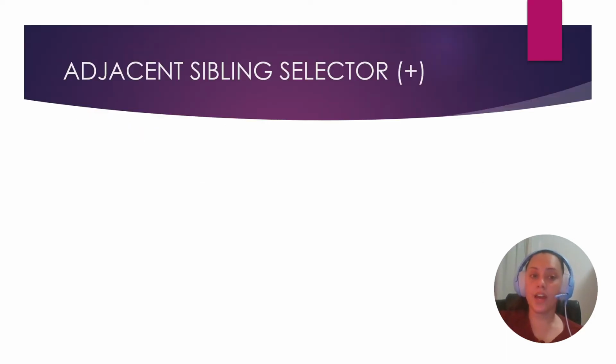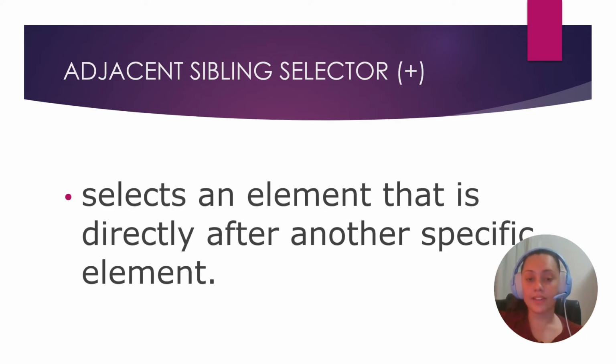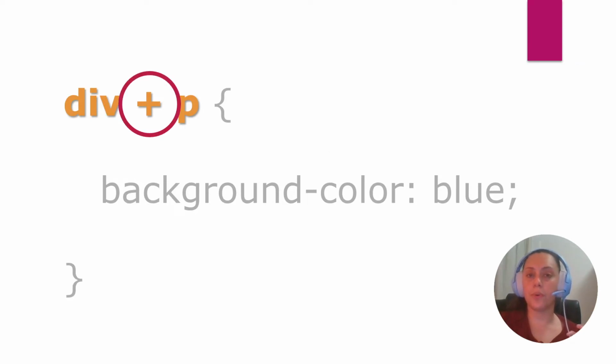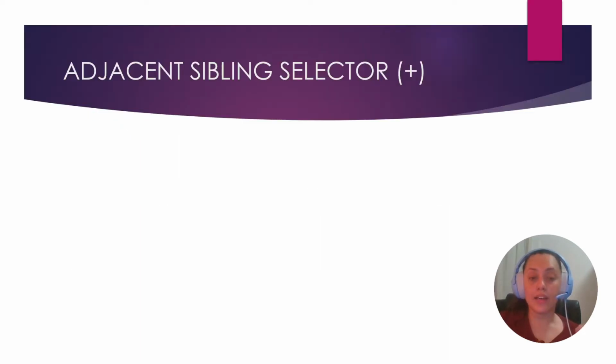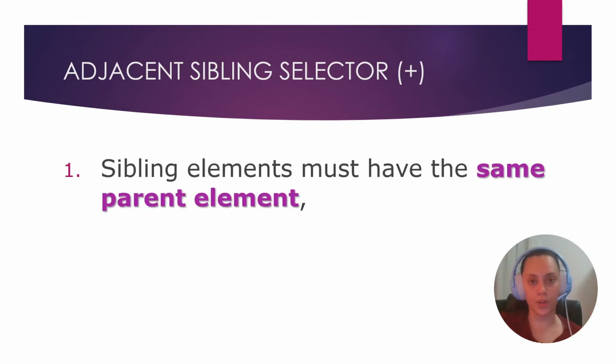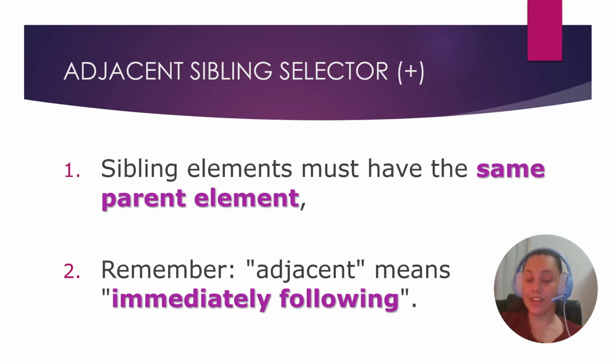The third one is the adjacent sibling selector, and it is used to select an element that is directly after another specific element, okay? So we just have to place the plus sign between the two CSS selectors, but there are two important things we have to remember. The first one: sibling elements must have the same parent element, always, okay? And the second thing we have to remember is that adjacent means immediately following.